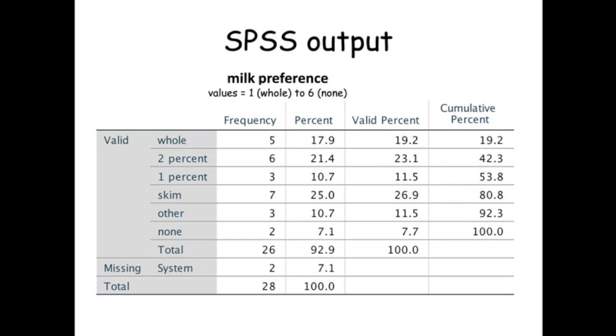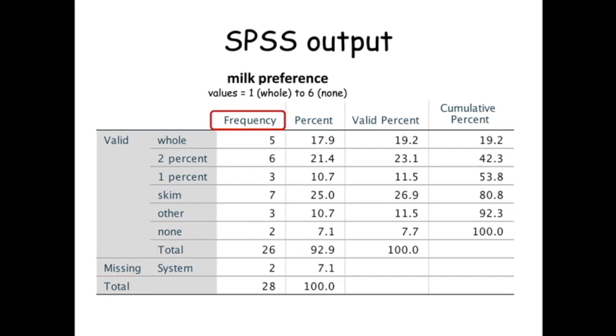The first column lists all of the values for milk preference, with a total at the bottom. If there are missing data, this will be noted. If no value is entered in the data file, SPSS automatically considers it missing and labels it system missing. Here, there are 2 subjects who did not respond. These totals will be different whenever there is missing data. The second total is the number of cases processed, regardless of whether they responded.